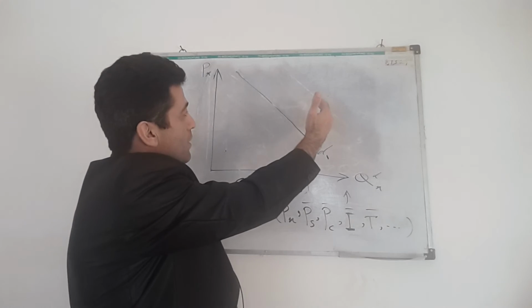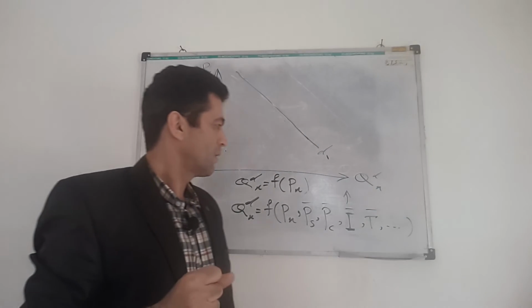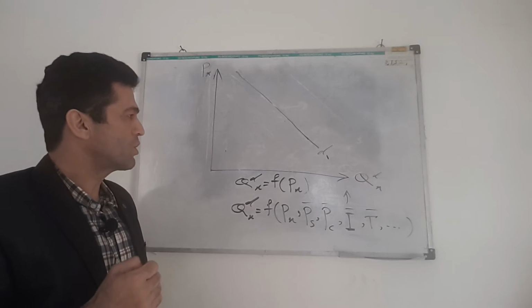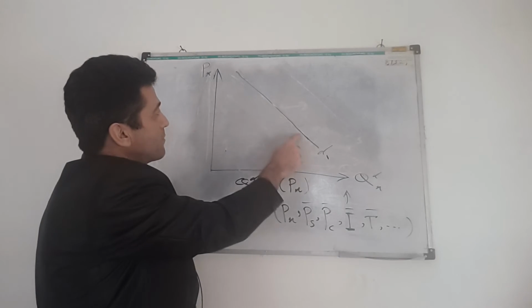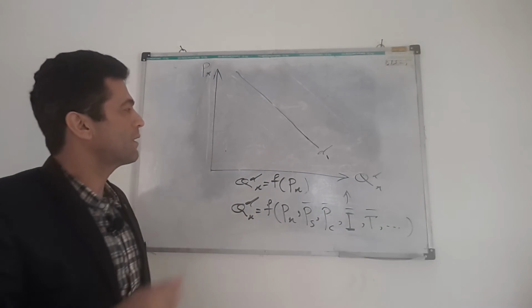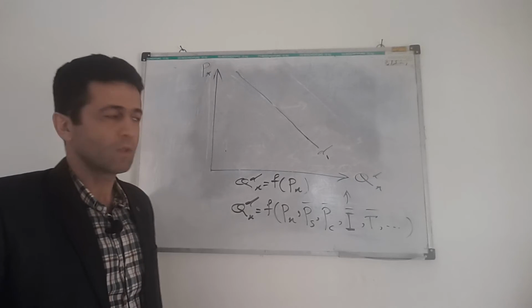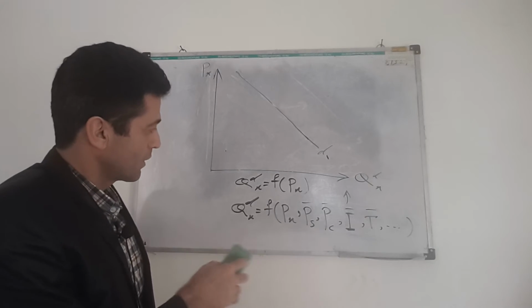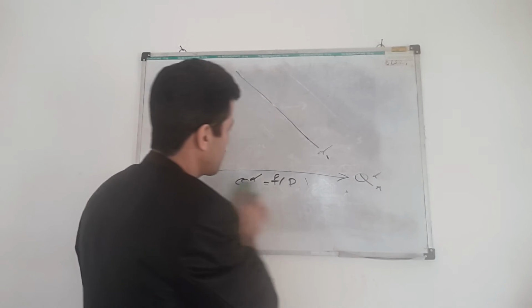Shifting to the right side or the left side in economics is called a change in demand. But moving along the demand curve, we call it a change in the quantity demanded. Okay. Now we want to explain this phenomenon with an equation.